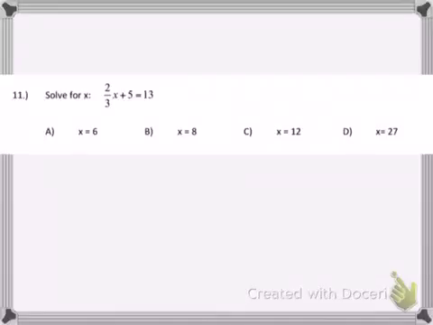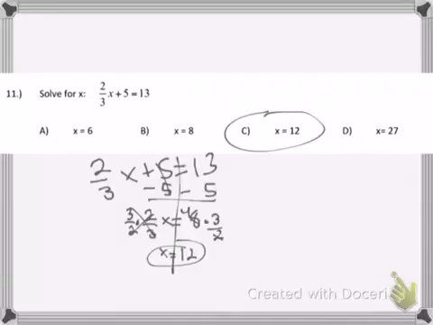Solve for x. 2 over 3 x plus 5 equals 13. Subtract 5 from both sides, I get 8. Multiply by the reciprocal of 2/3, which is 3 over 2. So I divide by 2, across cancel here. 4 times 3 is 12.